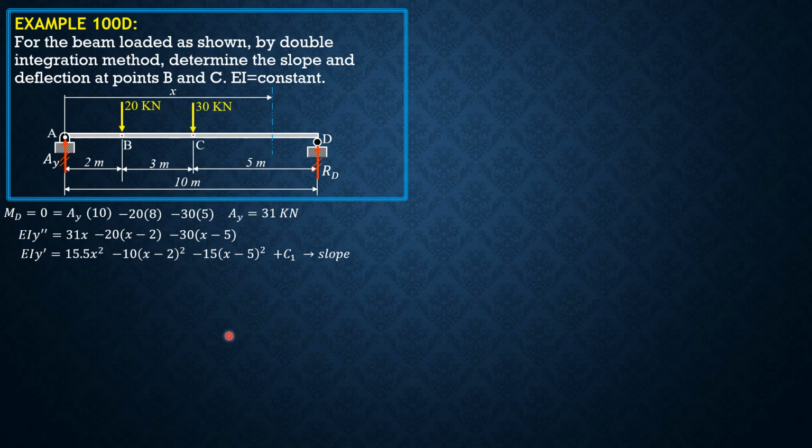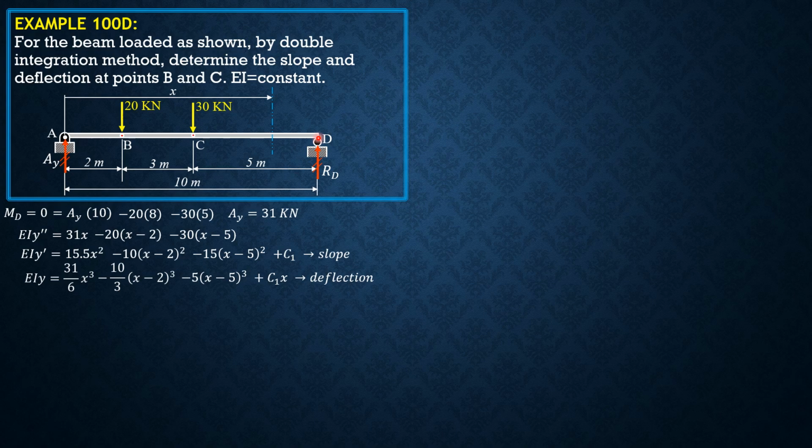Then integrating again, EI y is 15.5 x cubed over 3, or 31 over 6 x cubed. Then minus 10 thirds quantity (x minus 2) cubed. Then minus 15 over 3, or 5, quantity (x minus 5) cubed, plus c sub 1 x. Then plus supposedly c sub 2, but because A is the origin, it is a support, so no settlement, then c sub 2 is 0, so plus c sub 1 x only. That's the deflection.